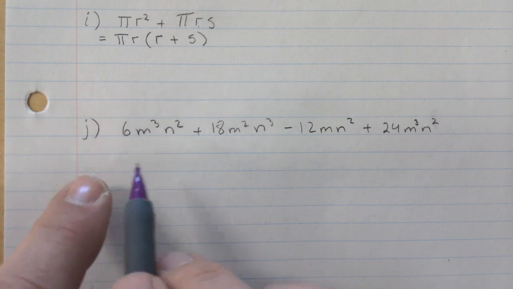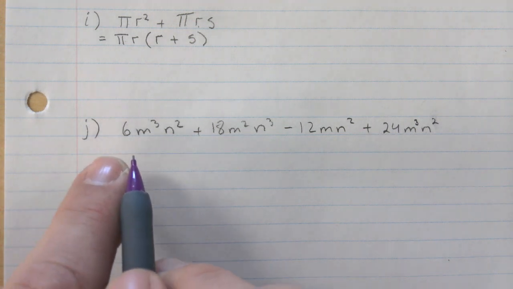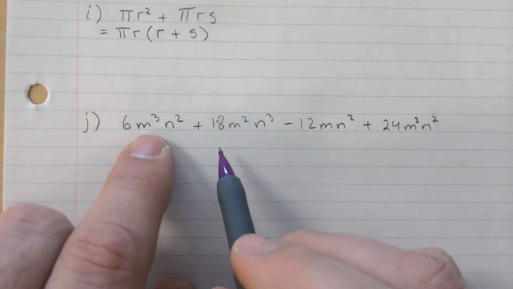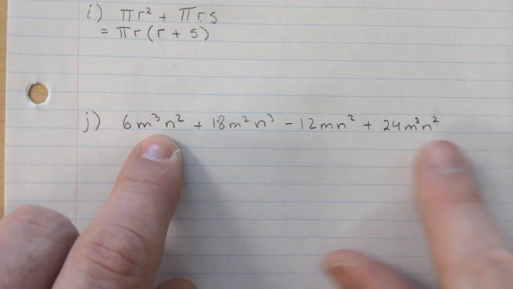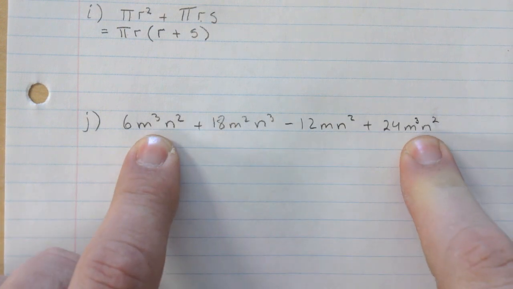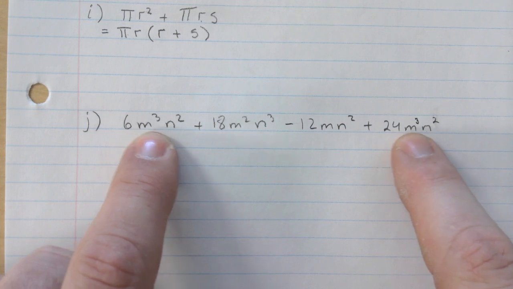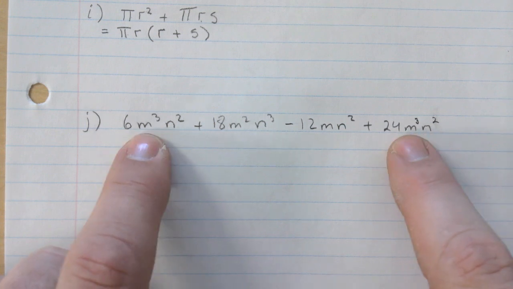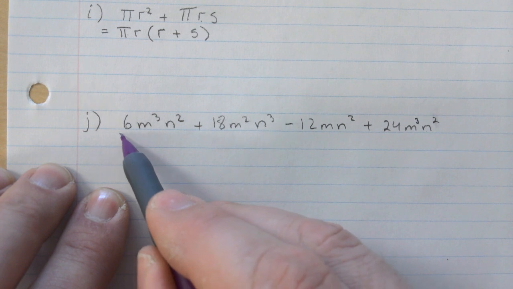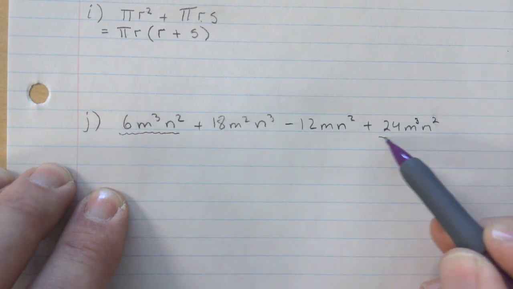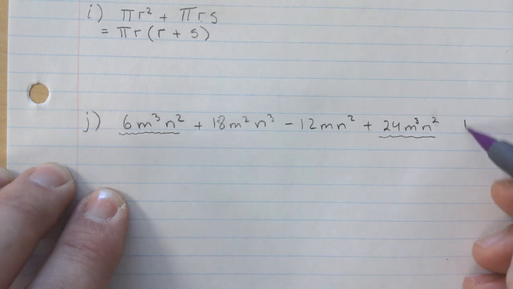Okay. So if you scan them all, you have like terms, right? The first and the last are exactly the same. They're m to the power 3, n squared. So you've got to combine them, right? So we're going to underline that and just say like terms.